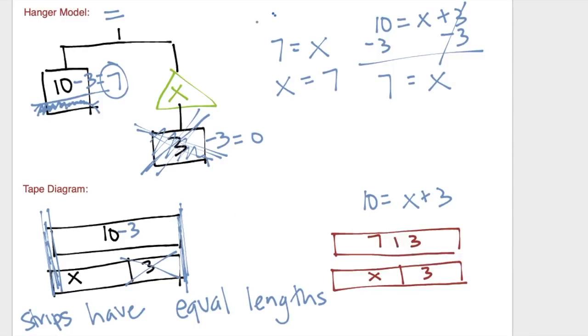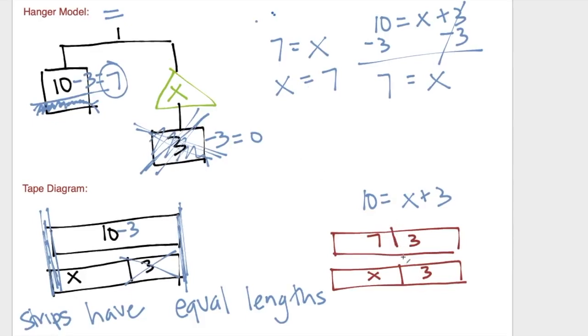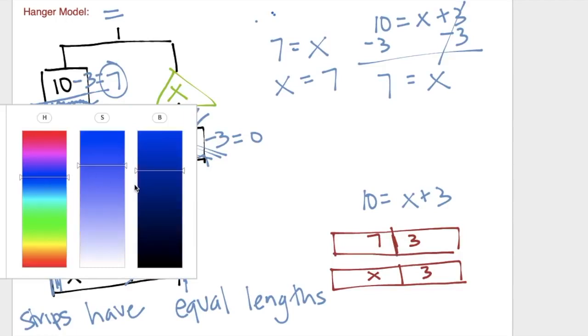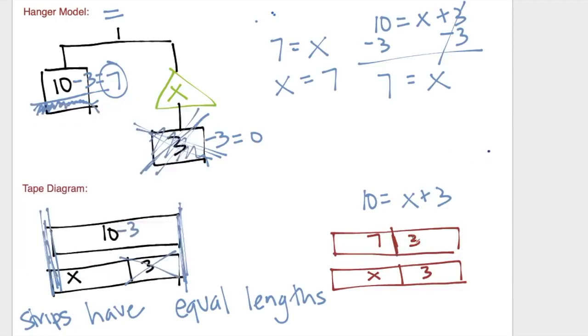Instead of 10, you've separated into 7 and 3, right? 7 and 3. So that if you are to get rid of the 3 over here, you also get rid of the 3 on top. So now x is equal to 7. They're equal in length.